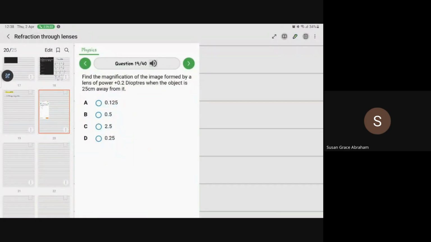Is there anything that, let me stop, please. It's taking long. It's almost 1. I have a meeting at 12:30 and it has passed already. So let's see whether it is correct. Find the magnification of image formed by a lens of power 0.2 when the object is 26 centimeter away from it. All right. Remember that M. Oh boy. Sir, sorry, sir. Okay. The answer is 0.25. That's D.